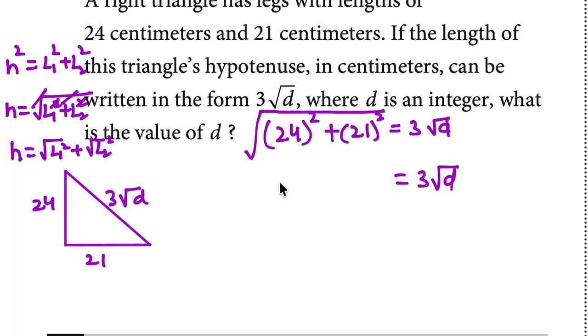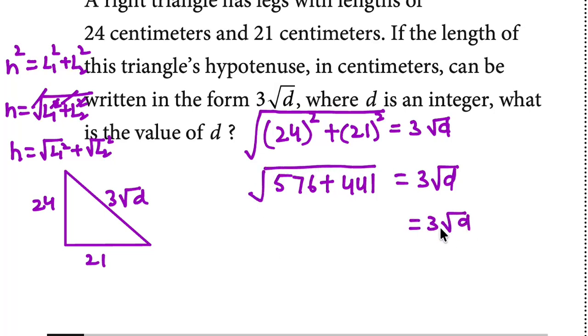Now 24 squared is 576 plus 21 squared is 441, whole square root. So this is 3 root d. Now this is the square root of 1017. This is my answer, and it's needed in the form 3 root d.